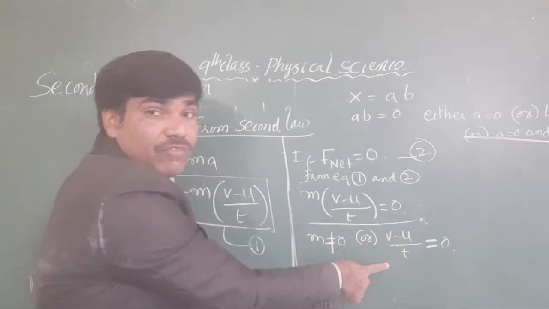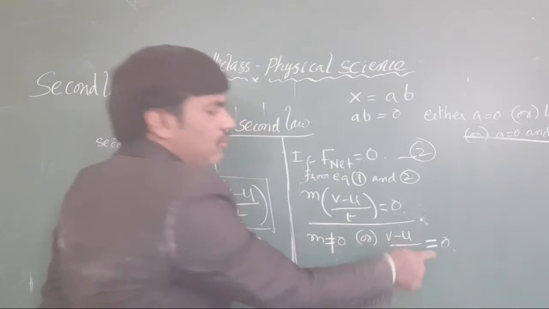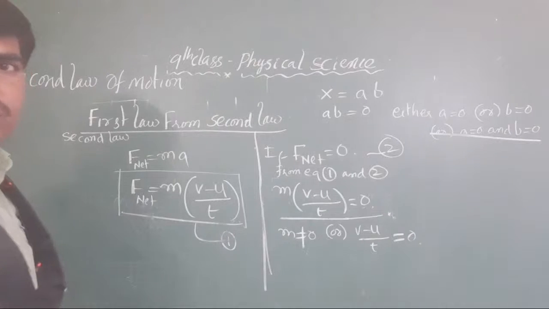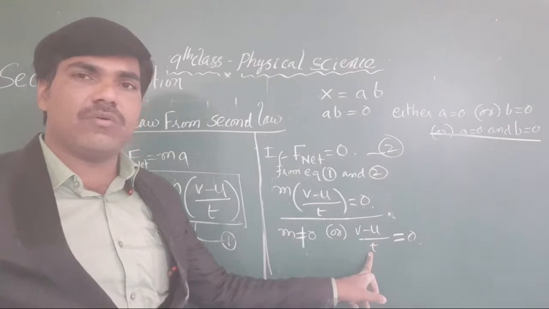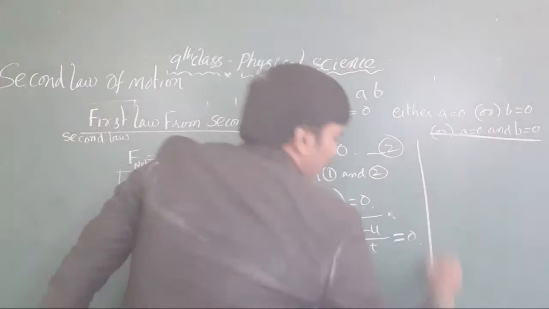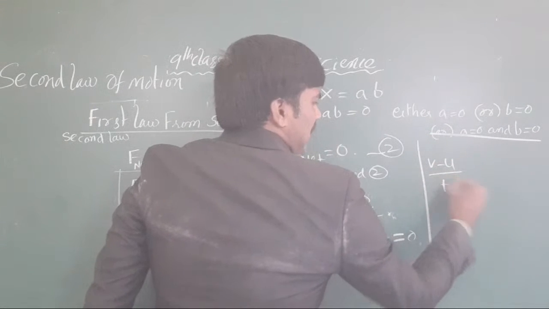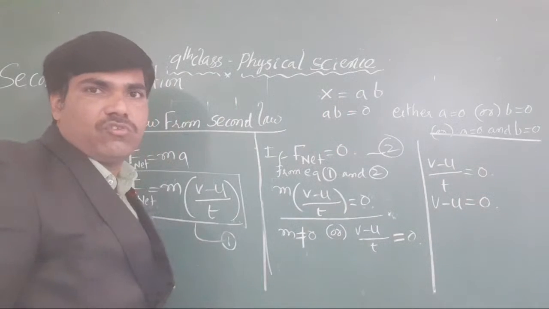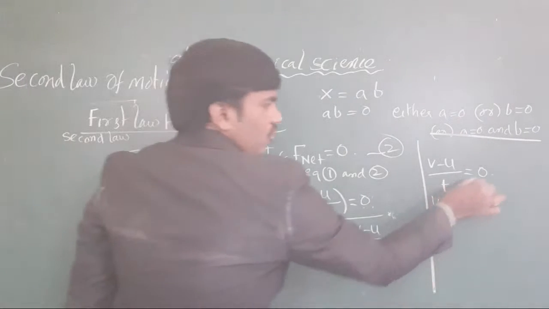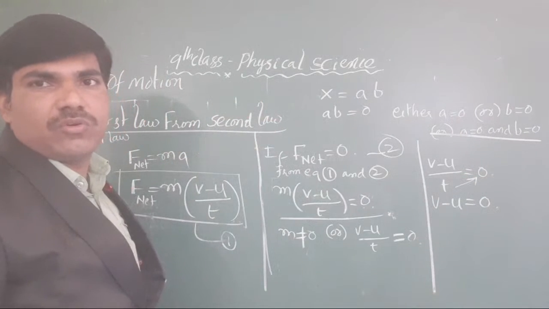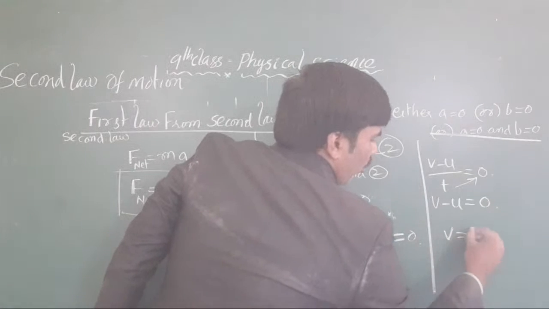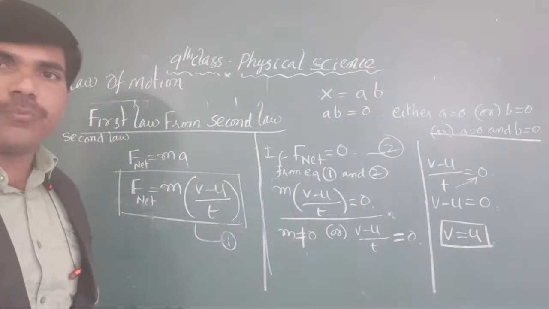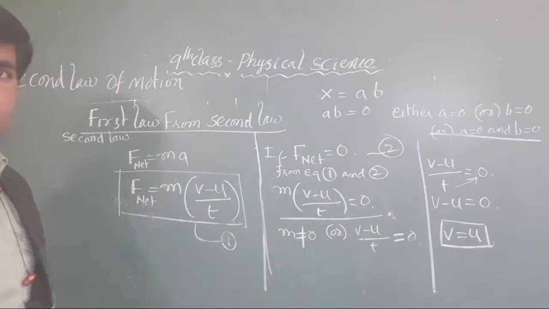Then what will we get? (v - u)/t is equal to 0. Clear or not, all the students? Then it is also written as v - u is equal to 0. Yes, here now v is equal to u. v is equal to what? u. v is equal to u.